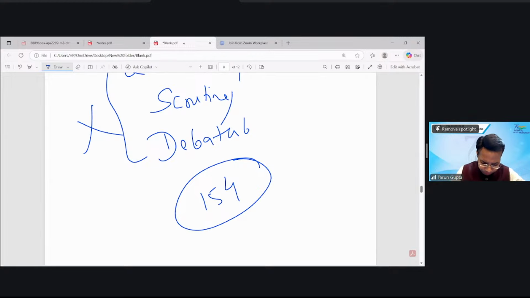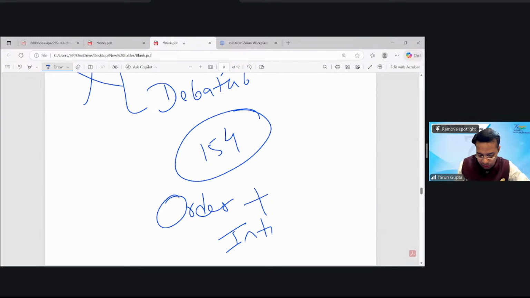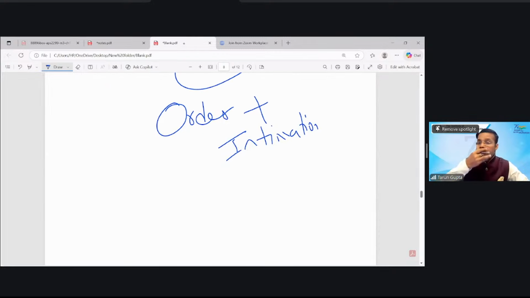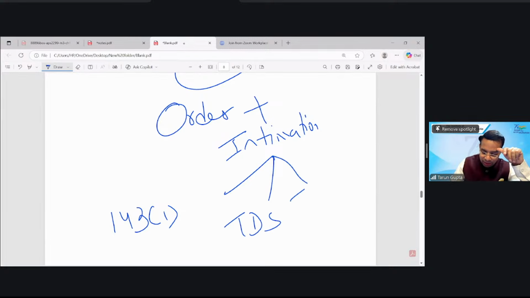You with me? Okay. What can you rectify? You can rectify the order plus intimation. So generally you can only rectify the order, but the law allows you to rectify intimation. There are three types of intimation under the Act. One, 143(1), intimation for processing of return, which we have already studied. Then similar intimation is issued in case of TDS and TCS.